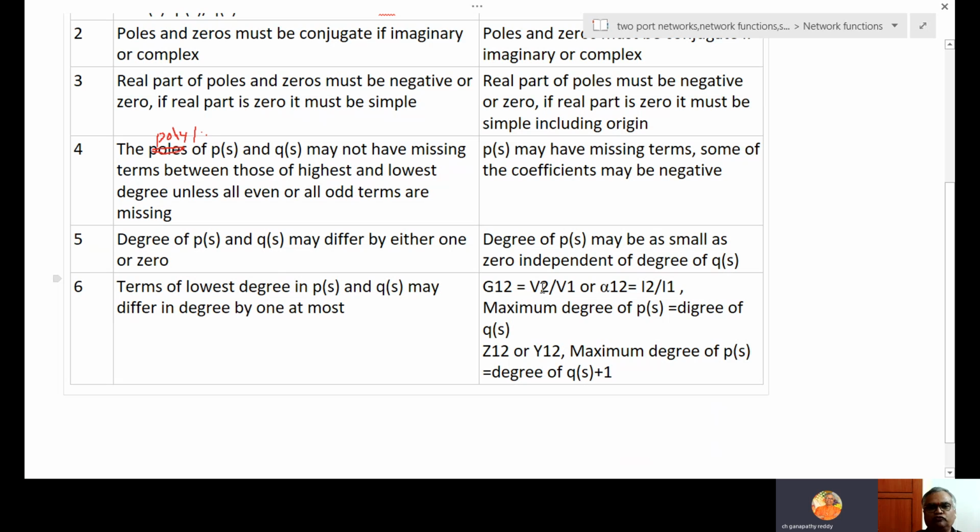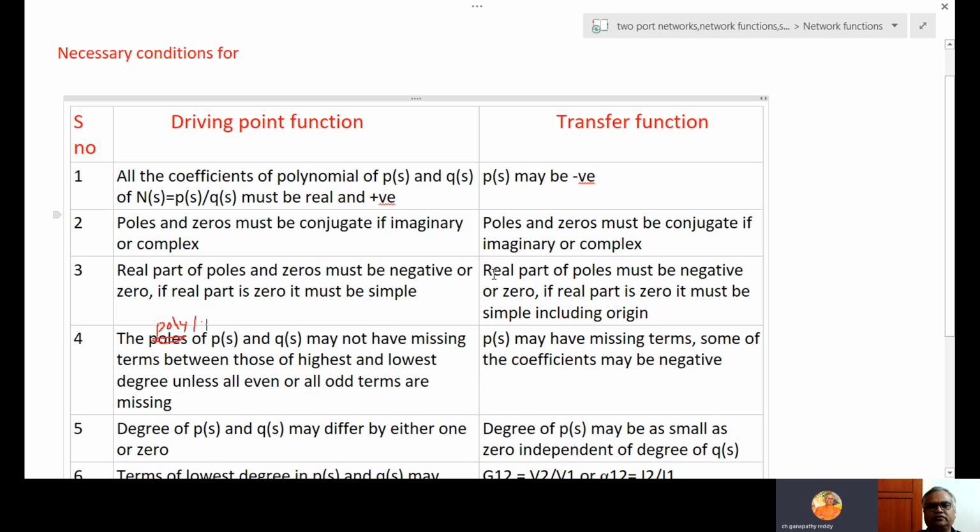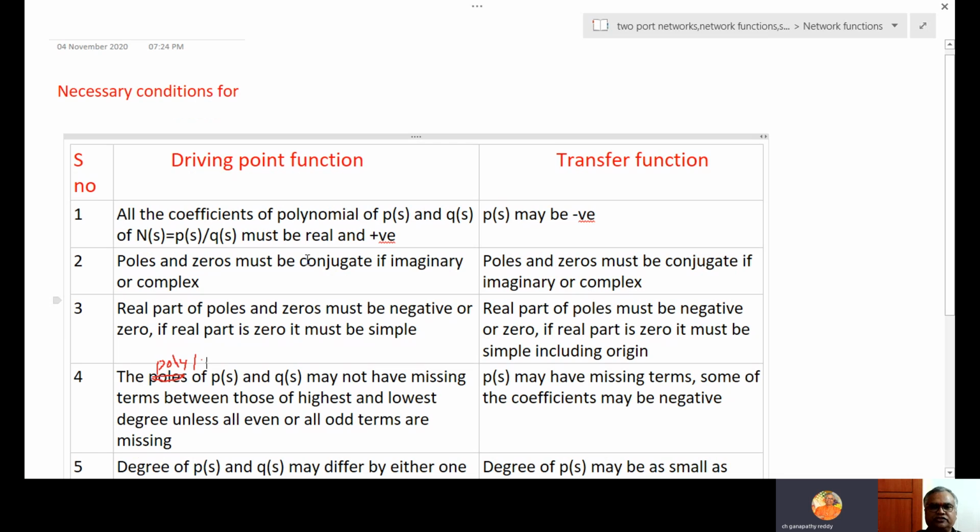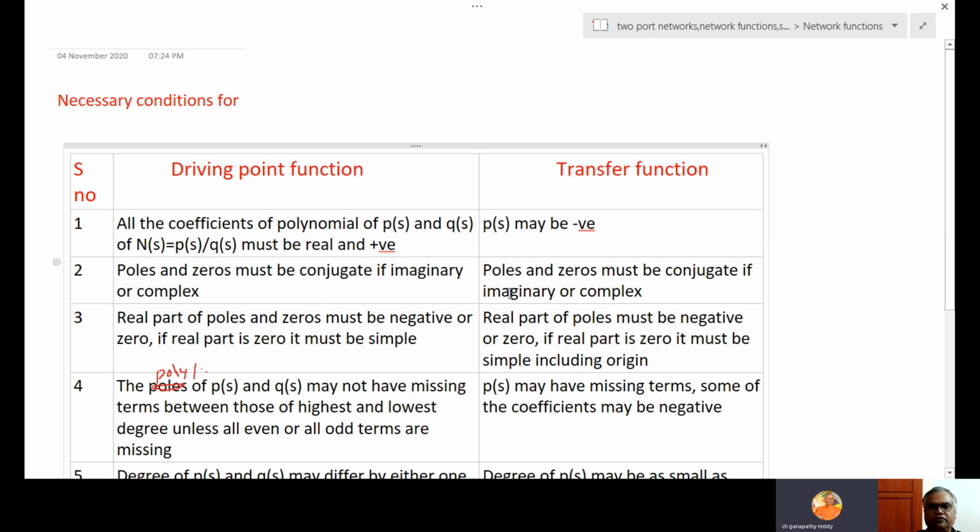If it is G12, V2 by V1, or I2 by I1, the rule is that the maximum degree of P of S is equal to the degree of Q of S. If it is Z12 or Y12, the maximum degree of P of S is equal to the degree of Q of S plus 1. So these are the standard conditions, and they are necessary conditions. Everyone should remember them, not just read them before the exam.